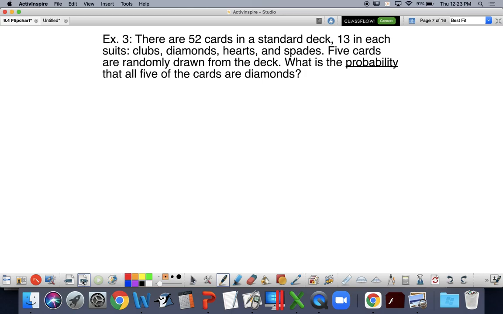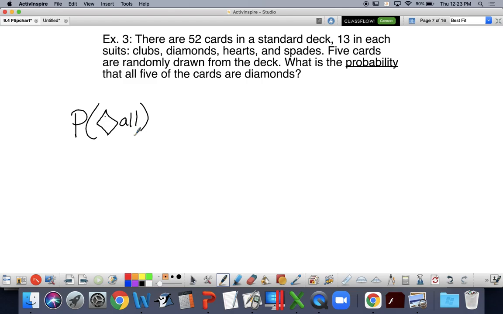All right. So, anybody know what happens if you get 5 diamonds? What's that called? It's a flush. It's only a royal flush if you start with ace, king, queen, jack. So, what is the probability that I get a flush, right?